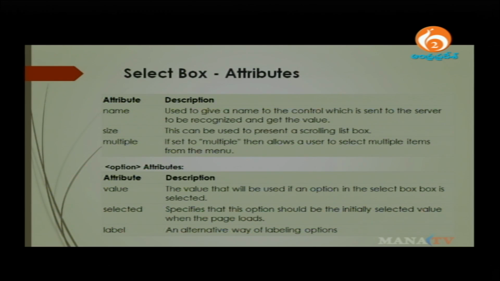The value is the value that can be used if an option in a select box is selected. So, what value do we need to use when the item is selected? That is the value of the option. And selected specifies that this option should be initially selected when the web page loads. So, whenever the web page loads, this becomes the default selected value. And label is an alternative way of labeling the options. So, we will see these things now, not everything; multiple we will see first.